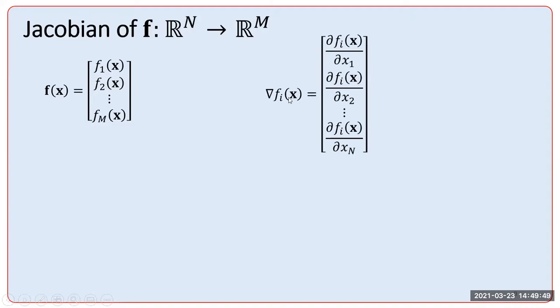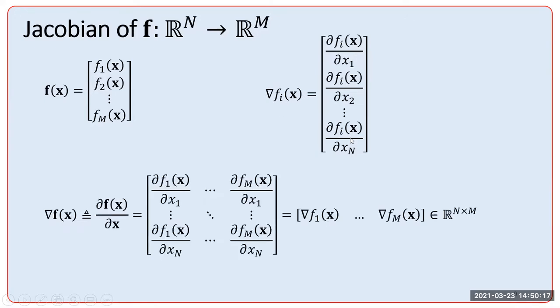And del f_i of x for each of these scalar functions, we know this. We take the derivative with respect to x1, with respect to x2, all the way until del f_i over del x sub n. So this is an n-dimensional vector. The gradient of each scalar function f_i is this, which is n dimensions.